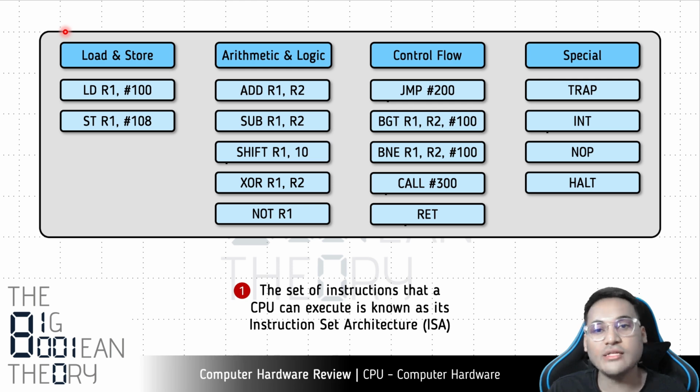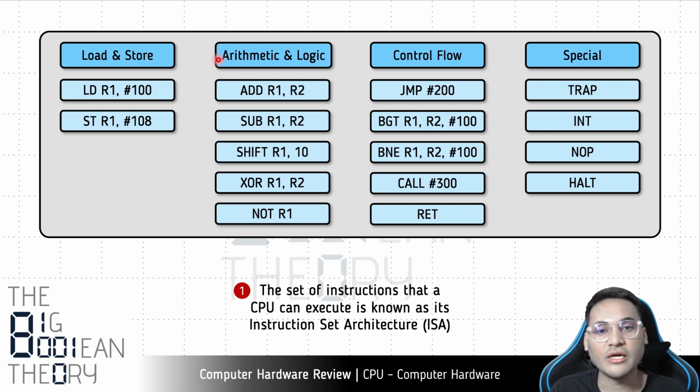I have divided these instructions into 4 different categories. The first one is load and store. The load and store we have already seen. These are data movement instructions. They are responsible for moving the data between the memory and the registers. So you can see load and store. Load moves the data from the memory to the register, and the store moves the data in the reverse direction, that is from registers to memory.